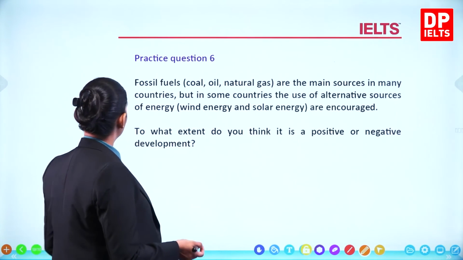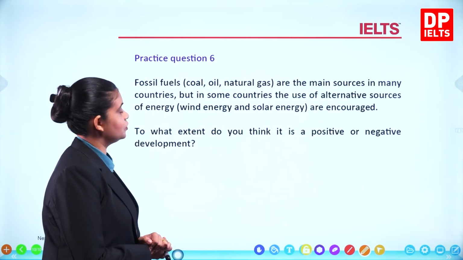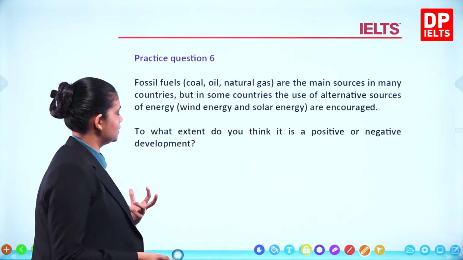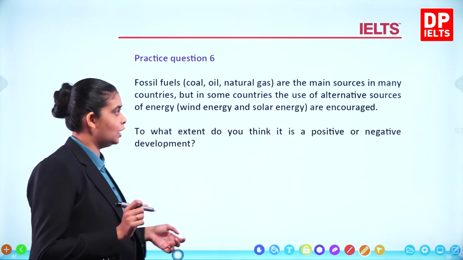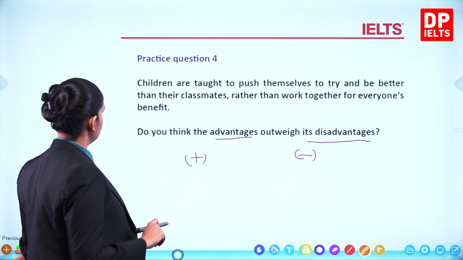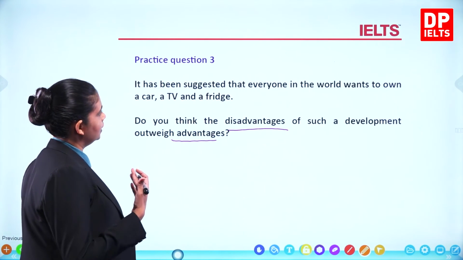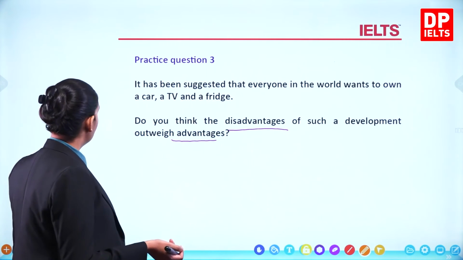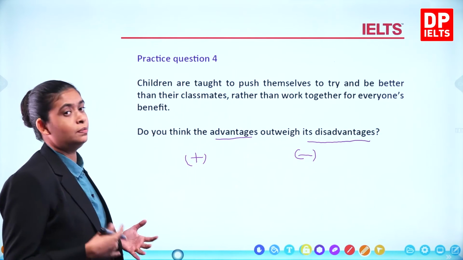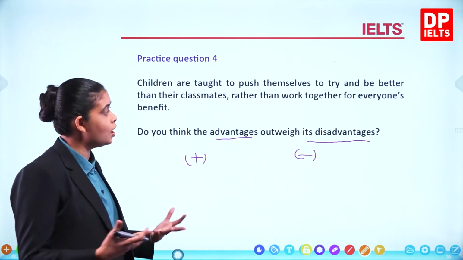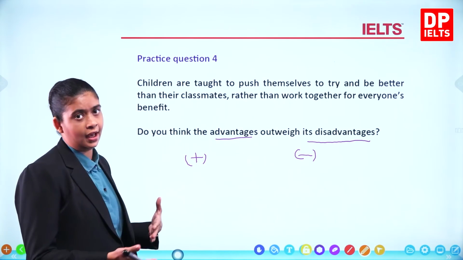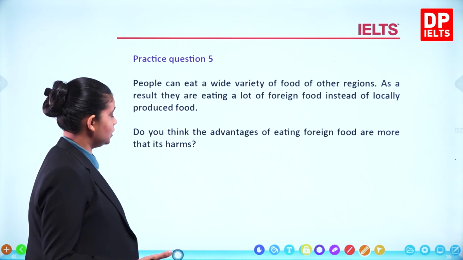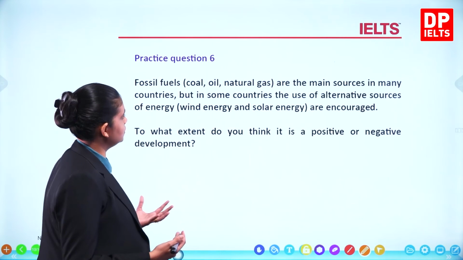All right, so moving on to the next question, question number 6. Now this one is about fossil fuels. If you can see, we've had a look at different types of questions, right? We've had a look at how TVs, cars and refrigerators are important. Then we've had a look at children being taught to work in groups. Then we've had a look at a wide variety of food, and then we've had a look at fossil fuels.